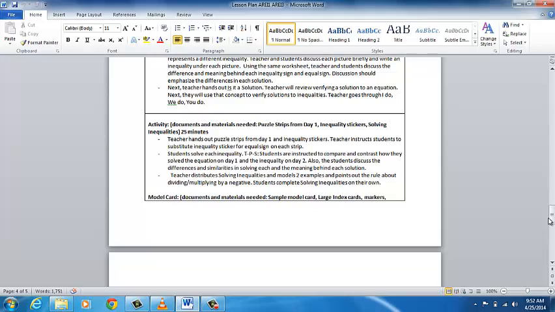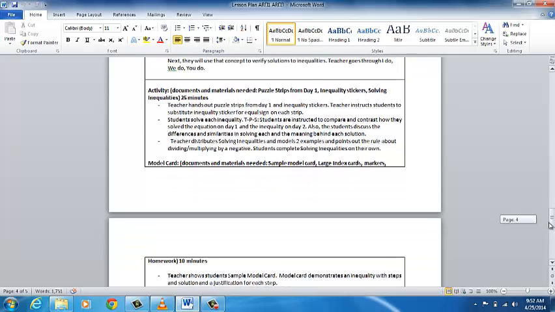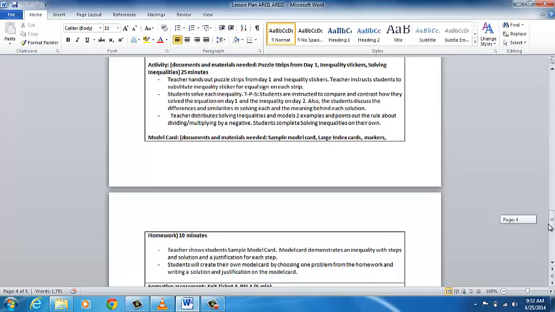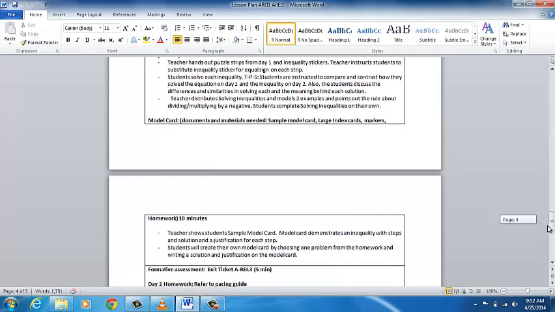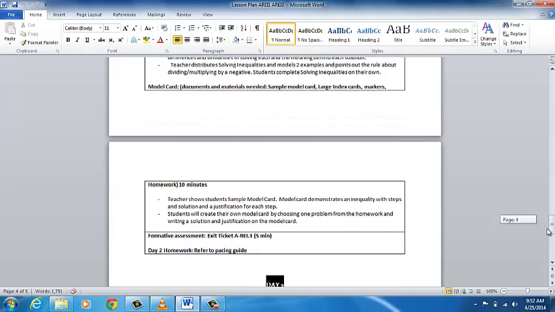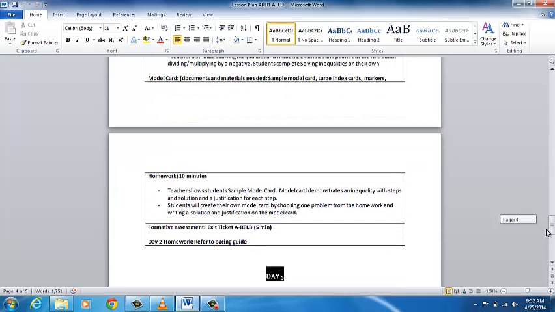The teacher will then distribute Solving Inequalities and model 2 examples, pointing out the rule of dividing and multiplying by a negative. This is a particularly important point because we expect students to make mistakes here. Now, the model card will be explained to students, but in essence, it demonstrates an inequality with steps and a solution and a justification for each step.